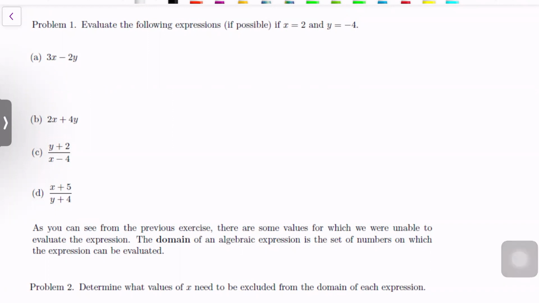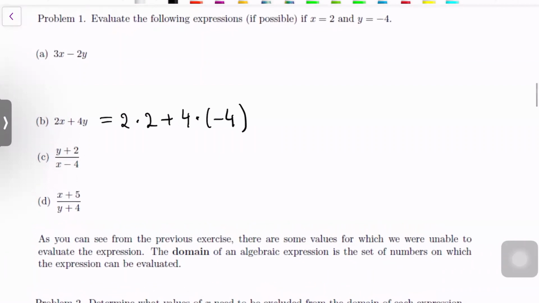So with B, here it says evaluate the following expression if possible, if X is 2 and Y is -4. So basically evaluating an expression, we're going to do a lot of evaluating expressions, is simple because all you do is plug in numbers for those variables, right? So for X, we plug in 2, and for Y, we plug in -4.